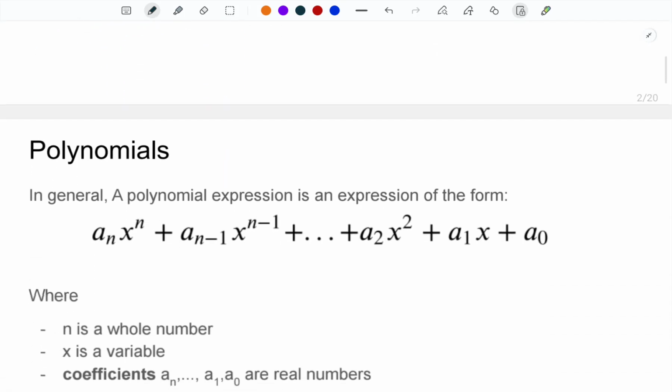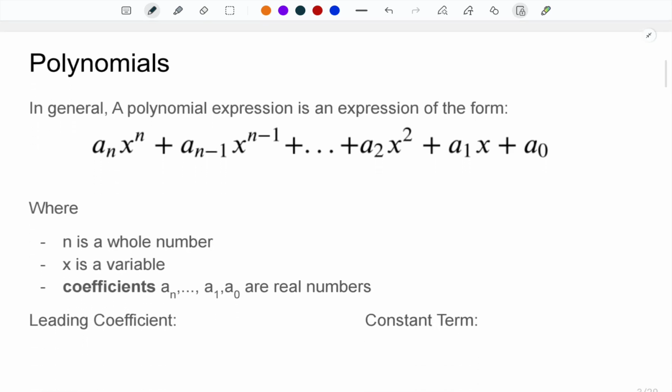So we can write that out in general, and all this is saying is your x to some exponent n, and the thing in front is your coefficient. So your coefficient for that corresponding x, the next coefficient for the next corresponding x, so on and so forth, all the way to your constant at the end.